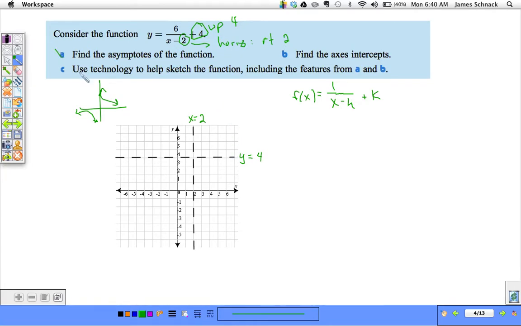So I've got part A knocked out. Find the axes intercepts. Okay. Remember we find that by plugging in to find the y-intercept. We let x equal 0. So 6 over 0 minus 2 plus 4.